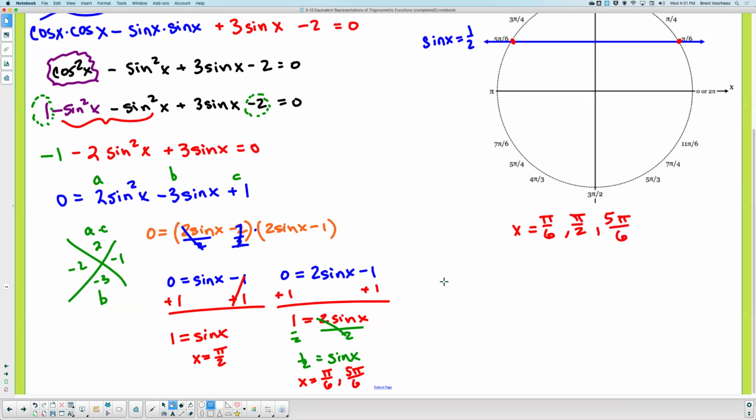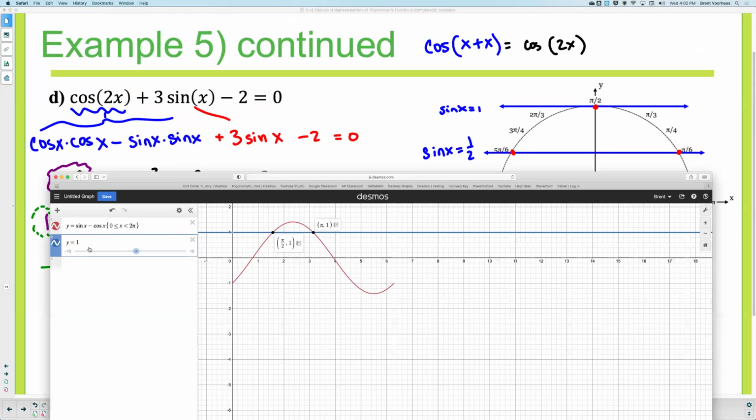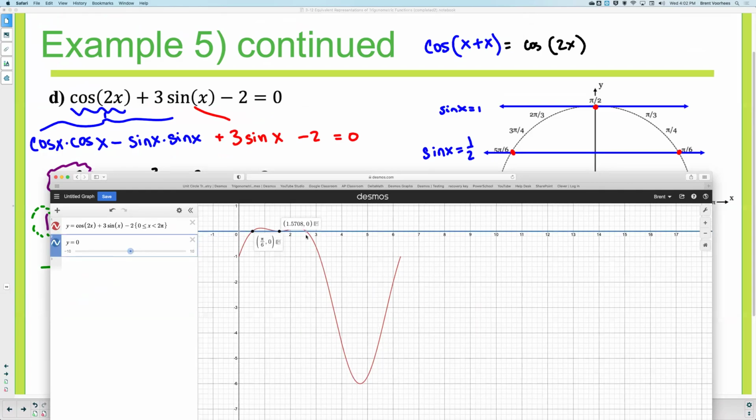Again, you could check these or verify by graphing. How you could use your calculator to solve those is you graph these two equations, the y equals the left, which would be cosine of 2x. I don't want you to forget this part right here is a restriction. It just cuts off my graph. Plus 3 sine x minus 2, and that needs to equal 0. And it appears that my solutions would be those three solutions, which are pi over 6, pi over 2, and 5 pi over 6. So we did do that correctly as well.